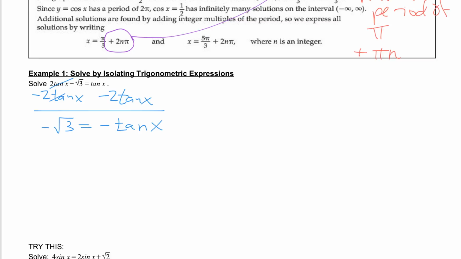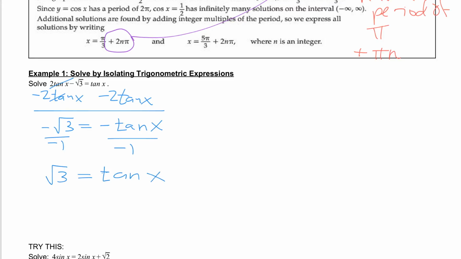My tangent's not quite by itself yet. I still have this negative number that I need to get rid of. And to do that, I can divide both sides by negative 1. And I end up with positive square root of 3 equal to the tangent of x.